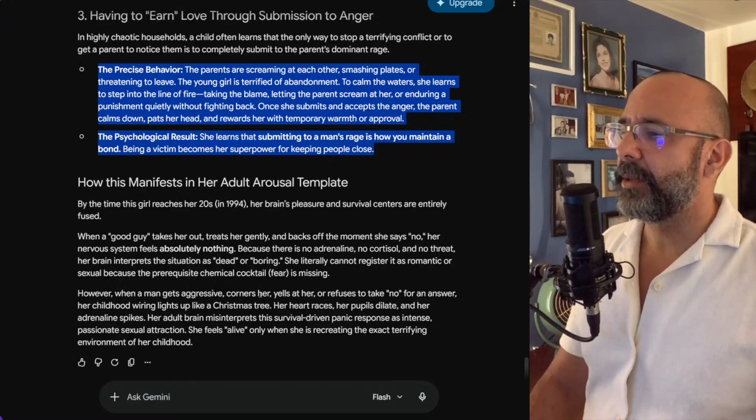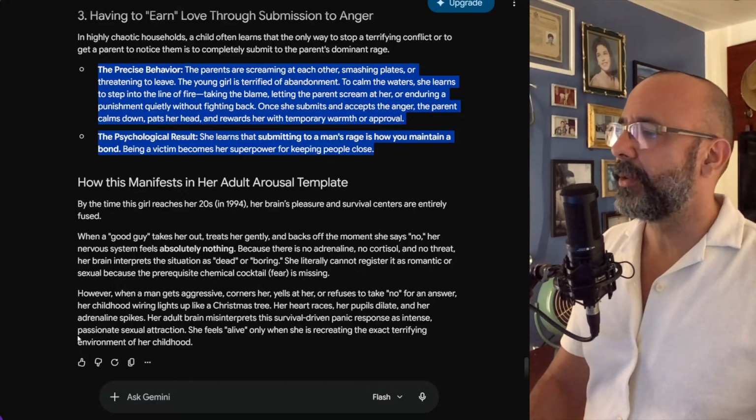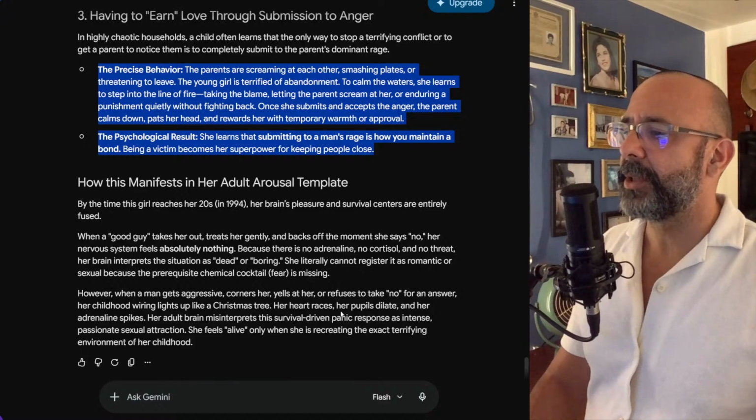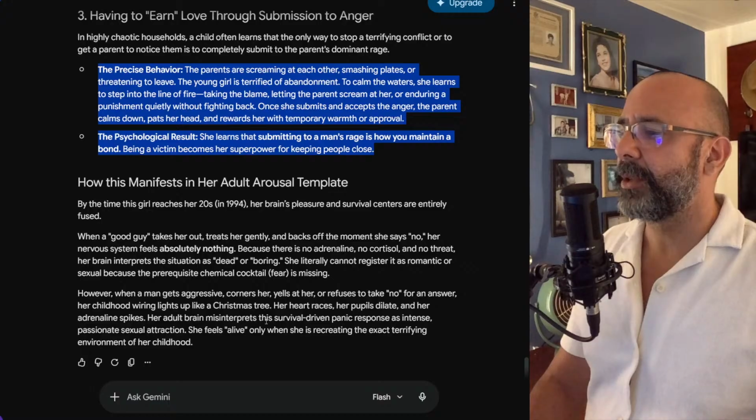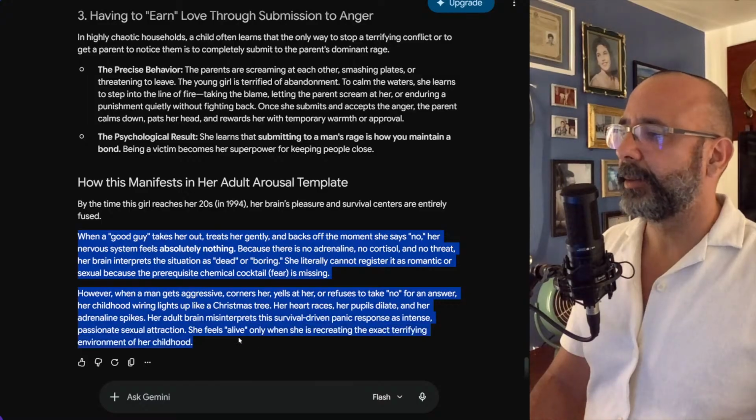However, when a man gets aggressive, corners her, yells at her, or refuses to take no for an answer, her childhood wiring lights up like a Christmas tree. Her heart races, her pupils dilate, and her adrenaline spikes. Her adult brain misinterprets the survival-driven panic response as intense, passionate sexual attraction. She feels alive only when she is recreating the exact terrifying moment of her childhood. This is kind of an interesting insight.